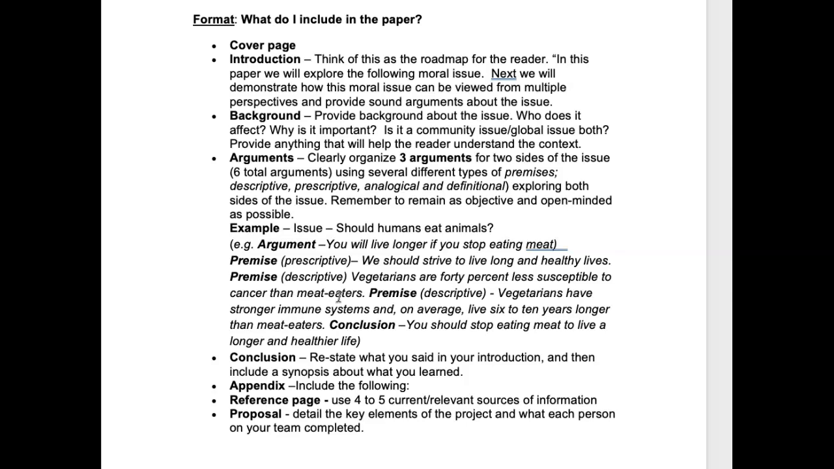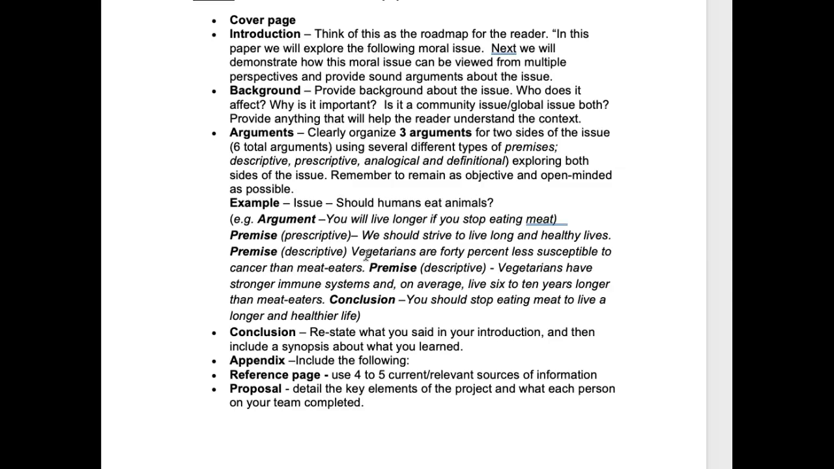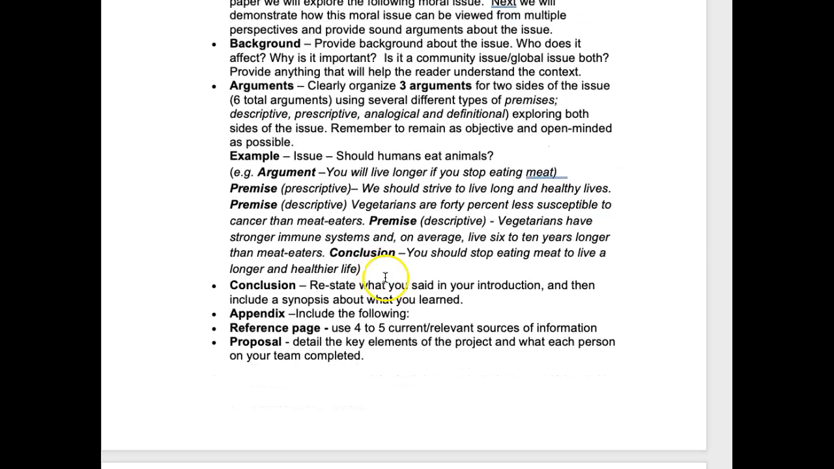Vegetarians are 40% less susceptible to cancer than meat eaters, and vegetarians have a stronger immune system and on average live 6 to 10 years longer. So the conclusion in this argument is we should stop eating meat to live a longer and healthier life. So that is an example of one argument. In this assignment, you need to pick 3 arguments for the issue and 3 arguments against. Hopefully that makes sense. So after you've outlined your arguments on either side of this controversial moral issue, you're going to have a conclusion and an appendix including the following.